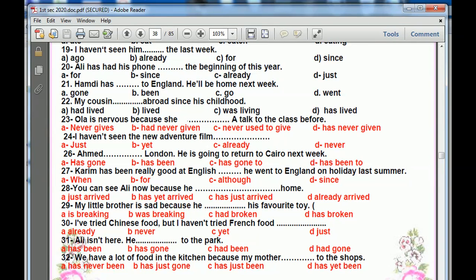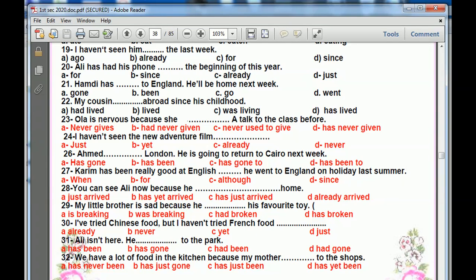Ali has had his phone since the beginning of this year. Ali has had his phone, yes, since the beginning of this year. Hamdi has gone to England. He will be home next week. So Hamdi went to England and he didn't come back. So Hamdi has, yes, gone to England.